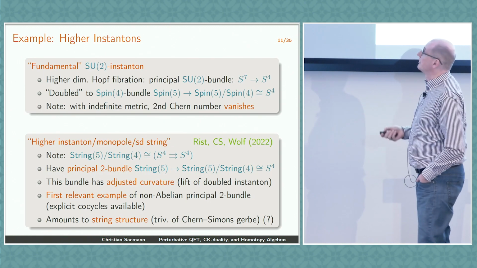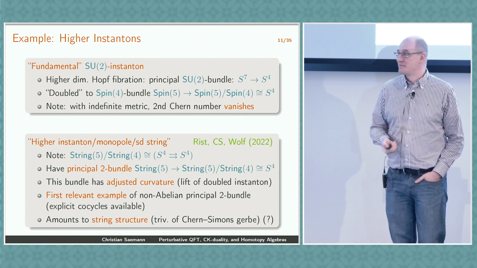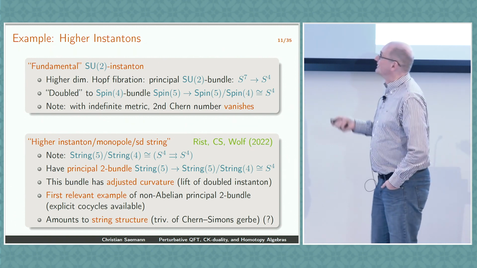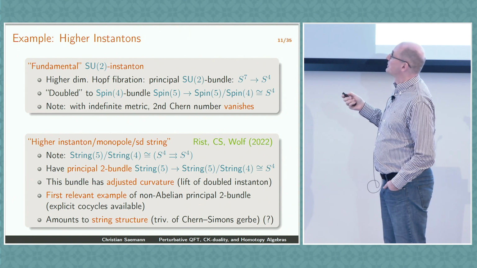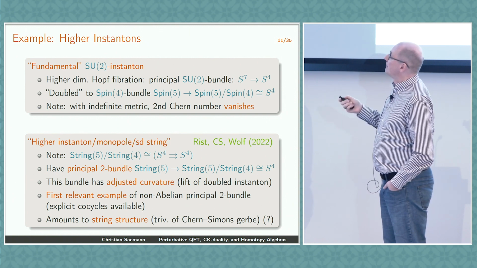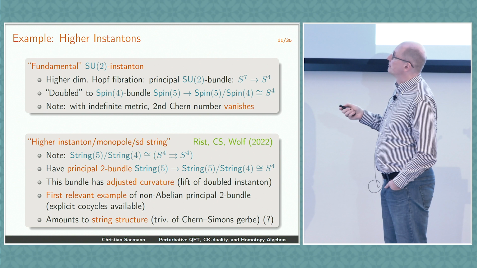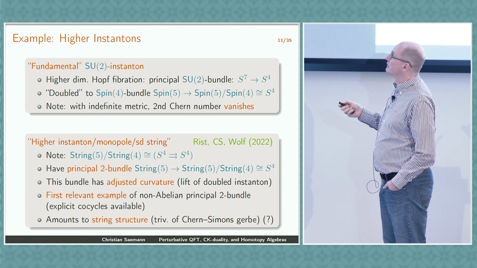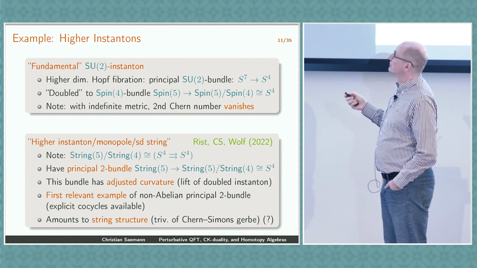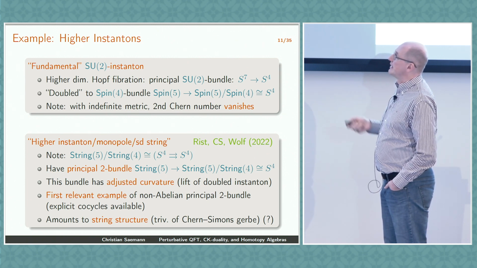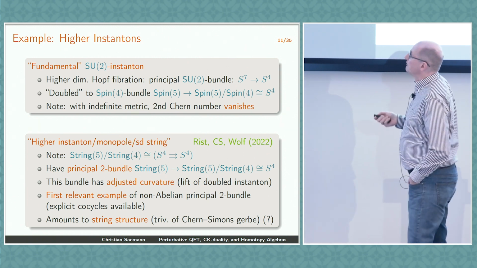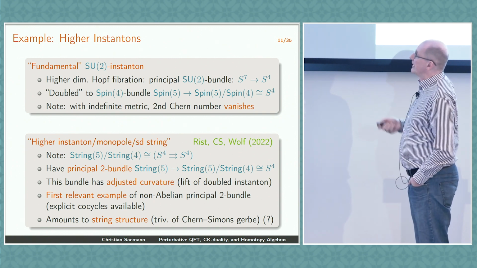So as an example, just to make contact with the diagram that we had before, you all know the fundamental SU(2) instantons are regarded as this Hopf fibration S7 over S4. You can double the SU(2) group to Spin(4). Then you get this Spin(4) bundle, Spin(5) over S4, regarded as the quotient Spin(5) over Spin(4). And so you have a natural doubled instanton if you want. You can arrange it that the second Chern number vanishes in this case.